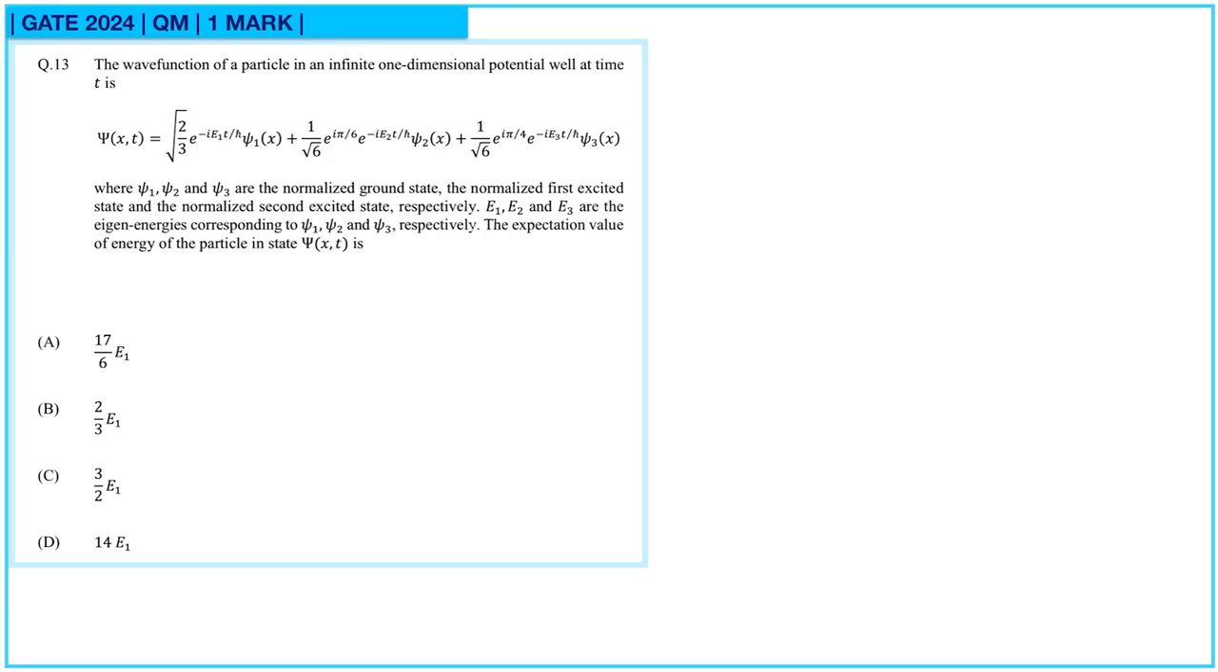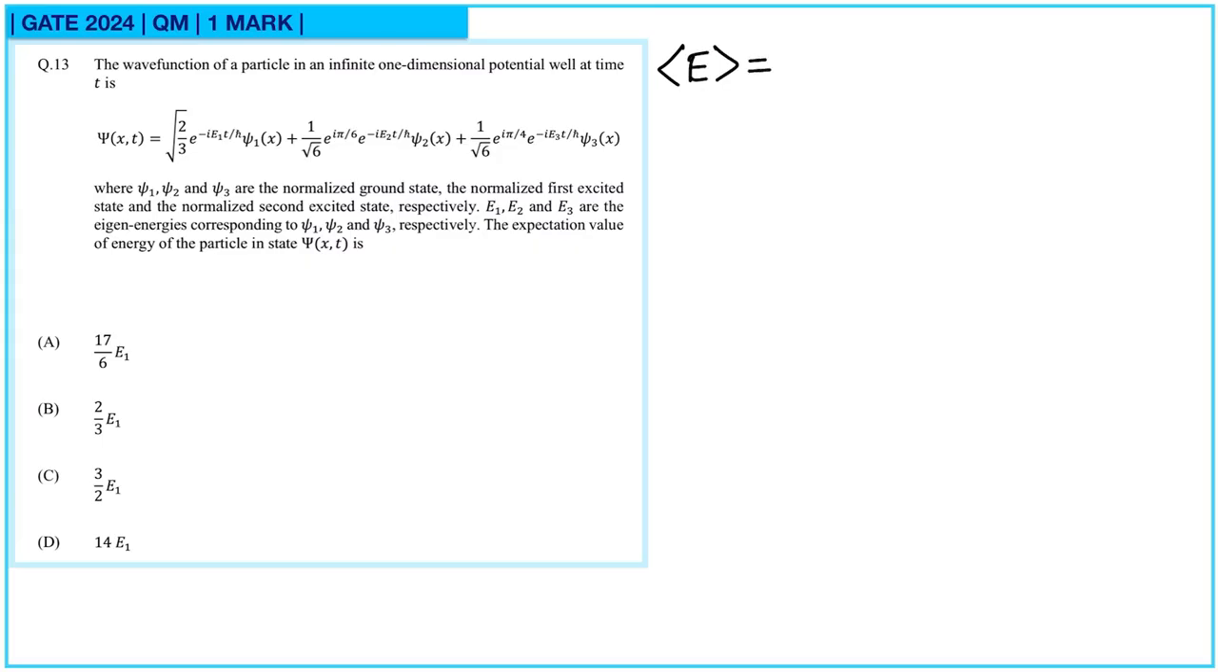Question number 13. The wave function of a particle in an infinite one-dimensional potential well at time t is given, where psi1, psi2 and psi3 are the normalized ground state, the normalized first excited state and normalized second excited state respectively. E1, E2 and E3 are the energies corresponding to psi1, psi2 and psi3 respectively. The expectation value of the energy of the particle in the state psi is.